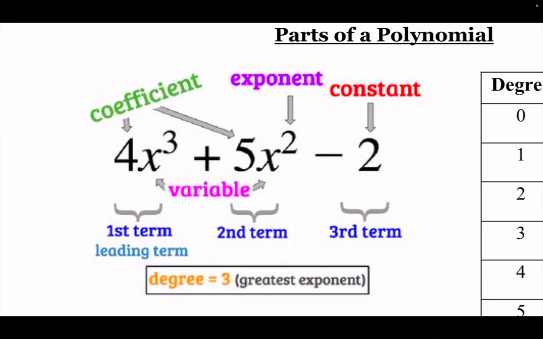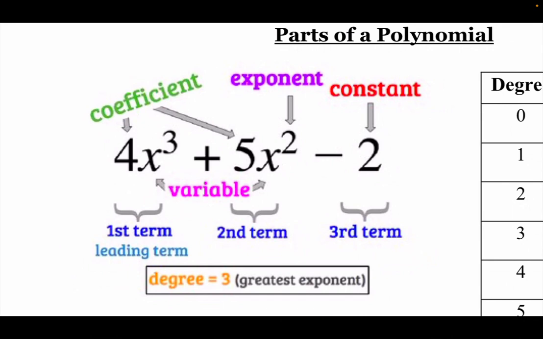Terms. There are 3 terms here. This is a special type of polynomial. It's called a trinomial because it's got 3 terms: 4x to the third power, 5x squared, negative 2. Variable, you guys know what a variable is.